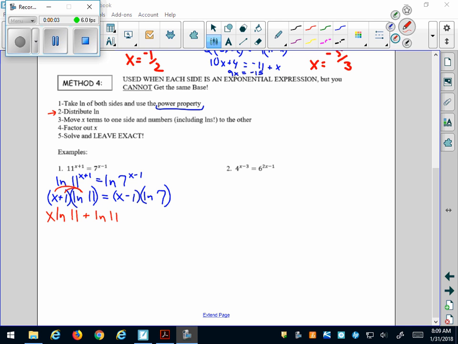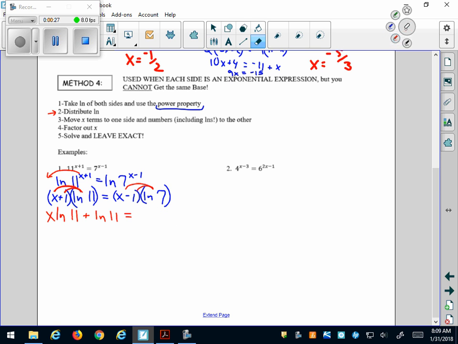Just going to record. So method 4 here, we're halfway into it. We took the ln of both sides, took the x plus 1 out front by the power property. We distributed the ln of 11 on this side. Now we're going to distribute the ln of 7 on the other side. So this becomes x ln of 7.